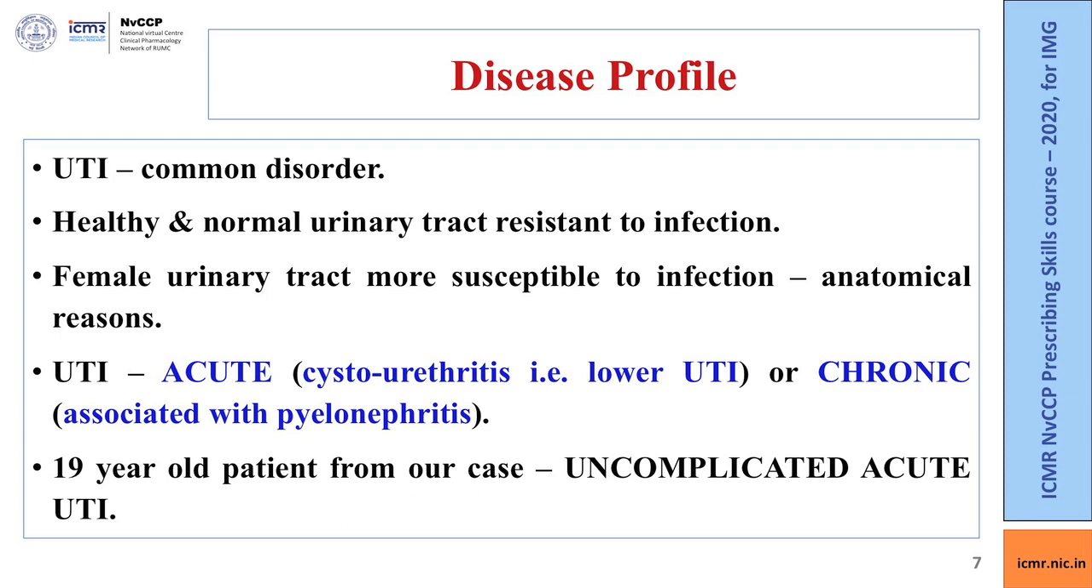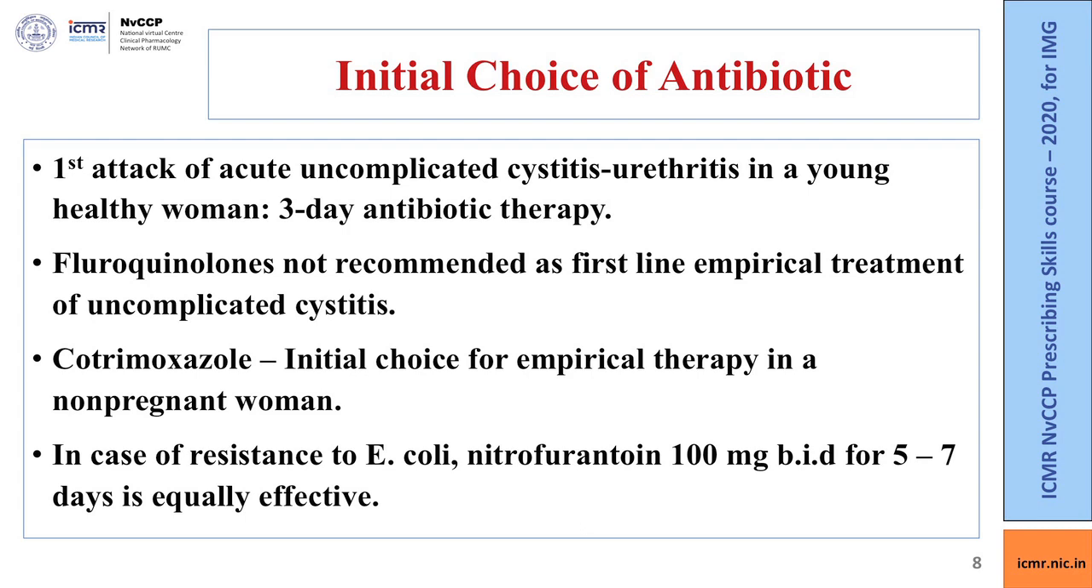Urinary tract infection may present itself in acute form, that is cystourethritis, that is lower urinary tract infection, or chronic form, which is associated with pyelonephritis. The 19-year-old patient from our case is suffering from uncomplicated acute urinary tract infection, whose treatment will be described in the next few slides. As an Indian medical graduate, you should prescribe a 3-day antibiotic therapy for the first attack of acute uncomplicated cystitis urethritis in a young healthy woman.